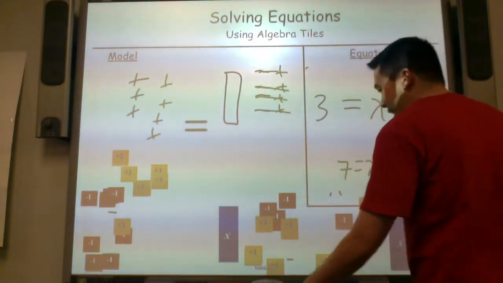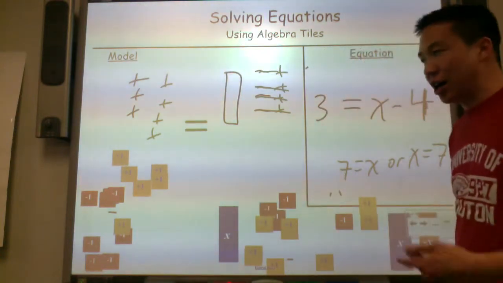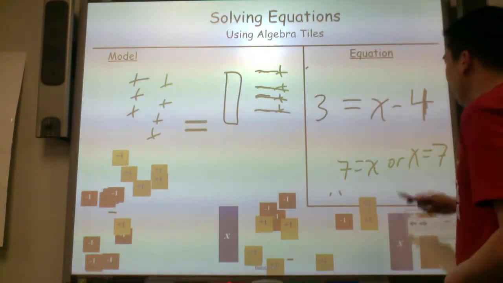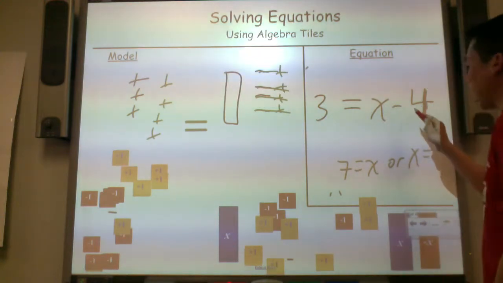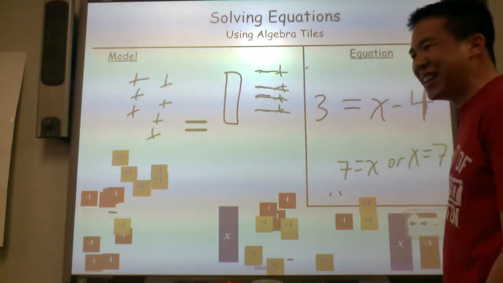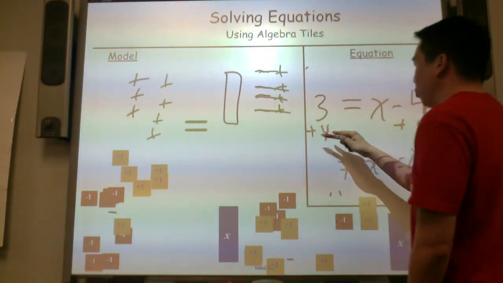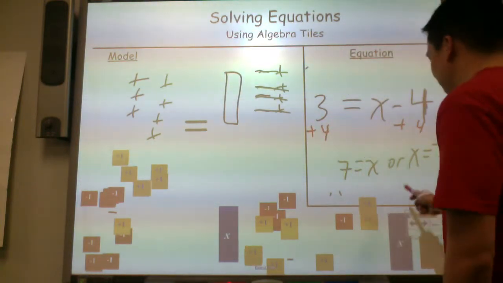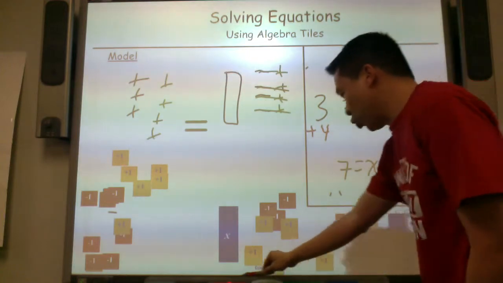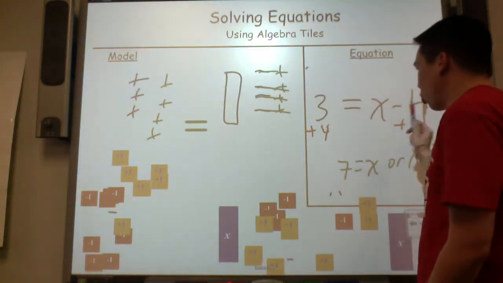Again, let's try our last one. What if you don't want to do algebra tiles or draw it? Can we solve it? So we want x to be by itself. What is the inverse of minus 4 or negative 4? Plus 4, plus 4. 3 with 4 positive is positive 7. And to check your work, is 7 minus 4 equal to 3? It is.